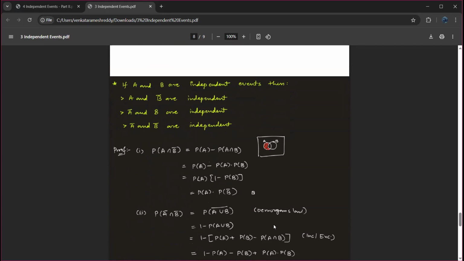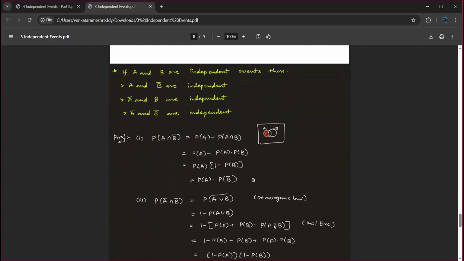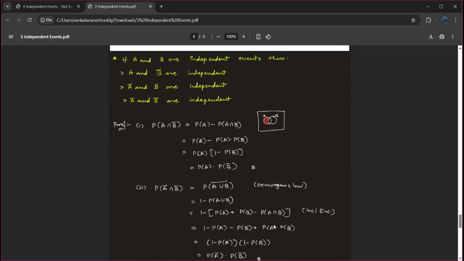So see the next one. These are the properties. Suppose A and B are independent events, then A and B complement are also independent. Suppose we are taking two events A and B. If they are independent, then A and B complement are also independent. Next, A complement and B are also independent. Next, A complement and B complement are also independent.